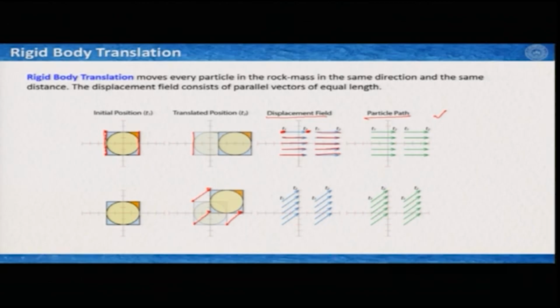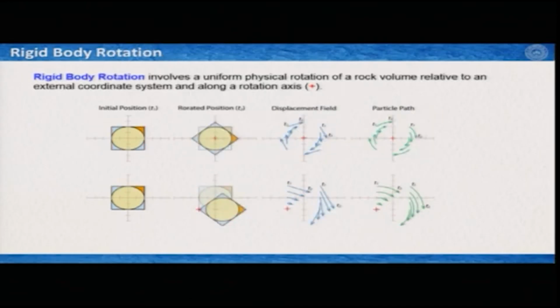And if you represent it in the displacement field, it appears this way. So, this was your initial point at T1 and this is your end point at T2. So, this is how in rigid body translation the displacement field or displacement vectors and particle paths look like. Let us have a look how it works with the rigid body rotation.